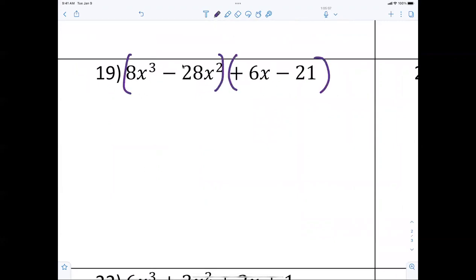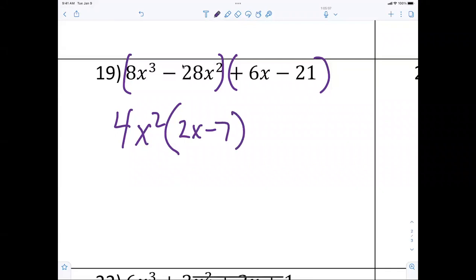Factor by grouping. All right, what's common with 8 and 28? No, I'm asking you what's common between 8 and 28? 4. Doesn't 4 go into 8 and 28? Yeah. All right, now the largest exponent I can take out. 4x squared. That's correct. And what's left behind? 8 divided by 4. Yeah, 2x minus 7.